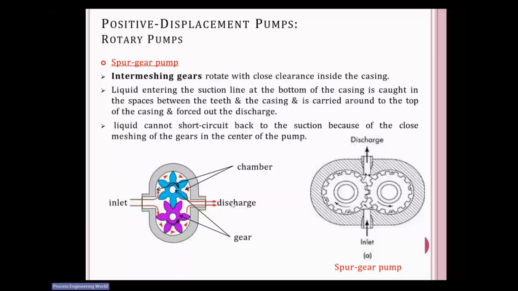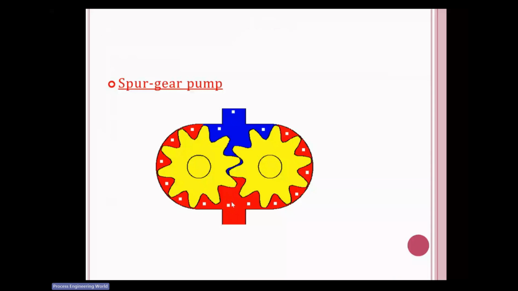So this is a pictorial representation of what we saw earlier. The red part is the suction part, how the suction fluid flows and goes to the top of the chamber between the teeth, and then this blue part is your discharge part. And now the discharge happens. So this is how the spur gear pumps work.